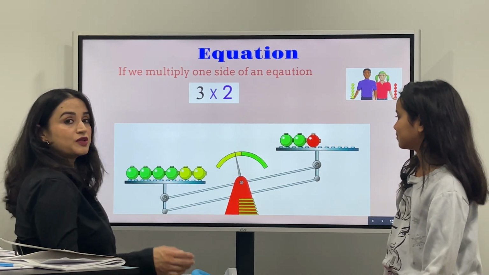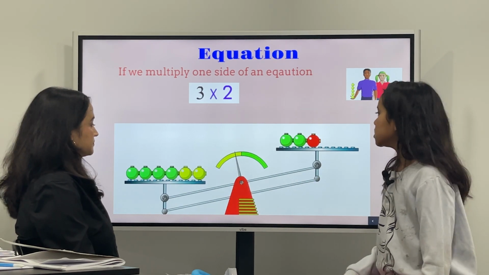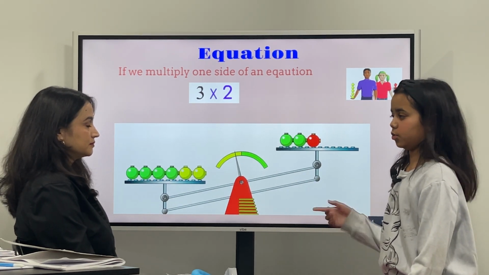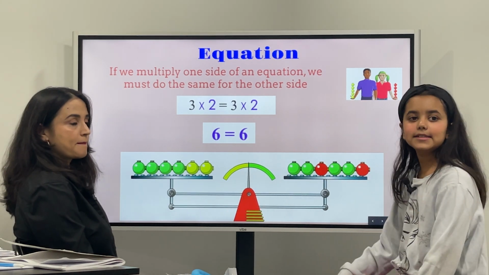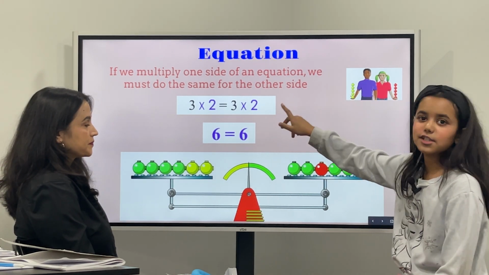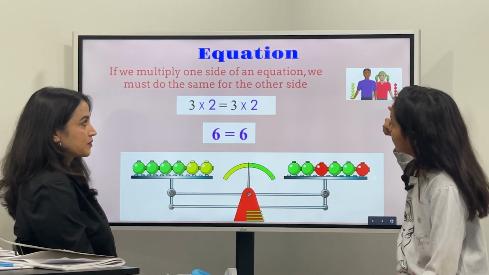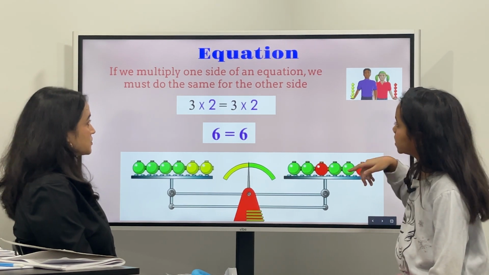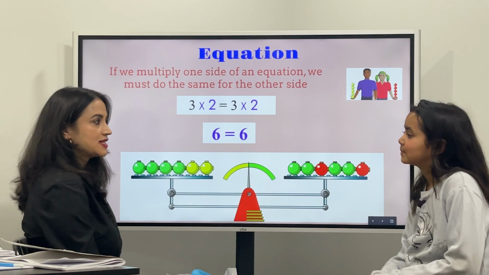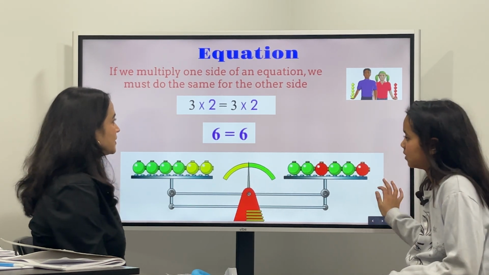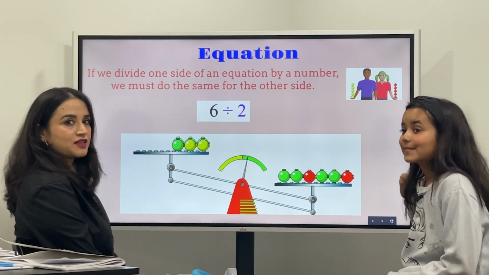So 3 times 2, now we see the multiplication version. And now that's 6. So I think we also have to multiply by 2 on this side. Yep, and I was right. And 6 equals 6. If we multiply one side of an equation, we must do the same for the other side. It has to be fair. If you multiply one side by 2, you have to multiply by 2 on the other side too.